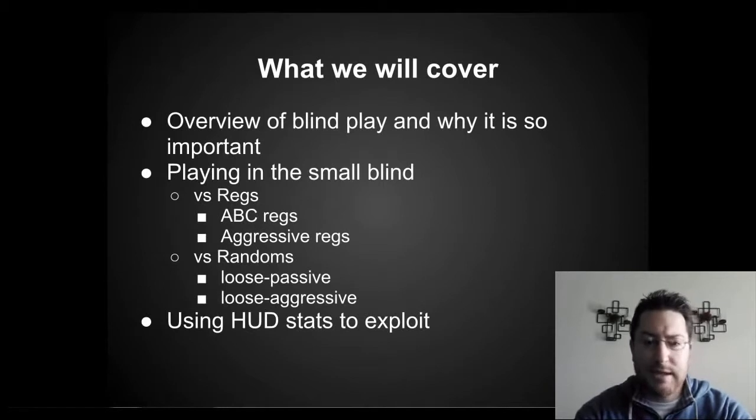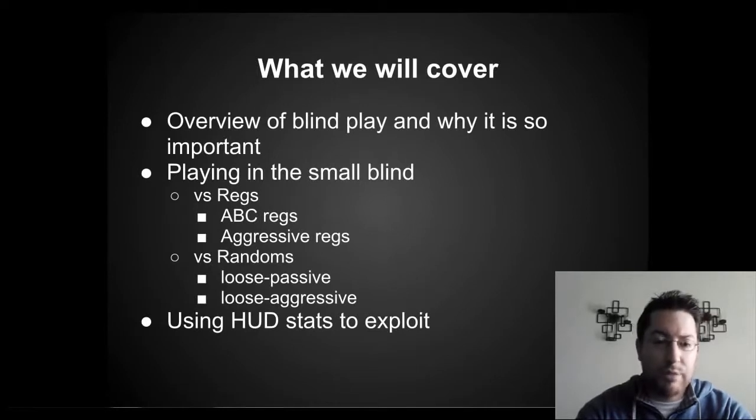So what we're going to talk about today is essentially why blind play is so important, and when we are playing in the small blind, it really matters who's in the big blind. So we have to determine who we are playing against. Are we playing against regs, ABC regs, aggressive regs, loose passive, loose aggressive, random players? We're going to get into each player type, and we're going to talk about how to identify those players, what type of stats they have, and how to exploit those stats.